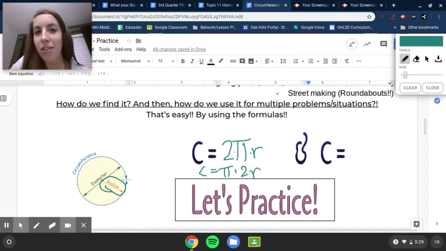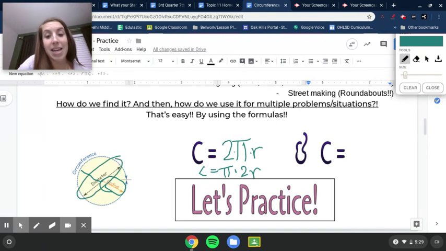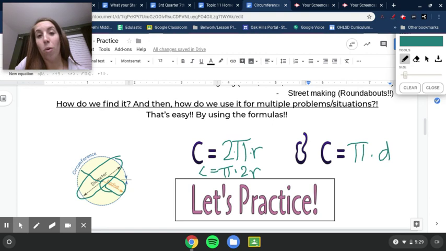2 radii should sound familiar to you as well. If I have 2 radii, that means I have a radius, the center to the edge, and another center to the edge. That actually creates something that we already know called the diameter, okay? Which is also why the other formula is 2 pi times d, or what's also known as the diameter of a circle, okay?